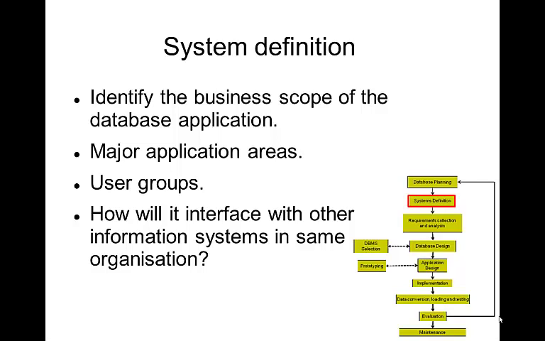So in the system definition stage, we identify the business scope of the database application. What's it going to do? Major application areas, identification of groups of users, who are the users of this system, and how it might interface with other information systems in the same organisation. Basically, a conceptual model plus a bit more, things like user groups. This is basically your conceptual model stage.